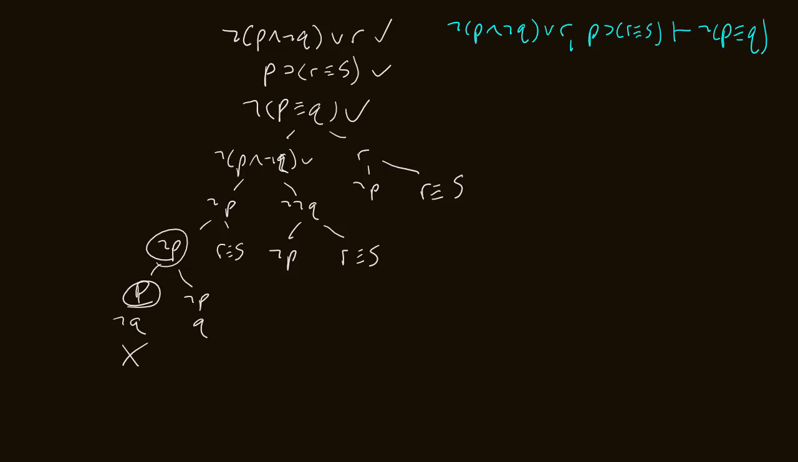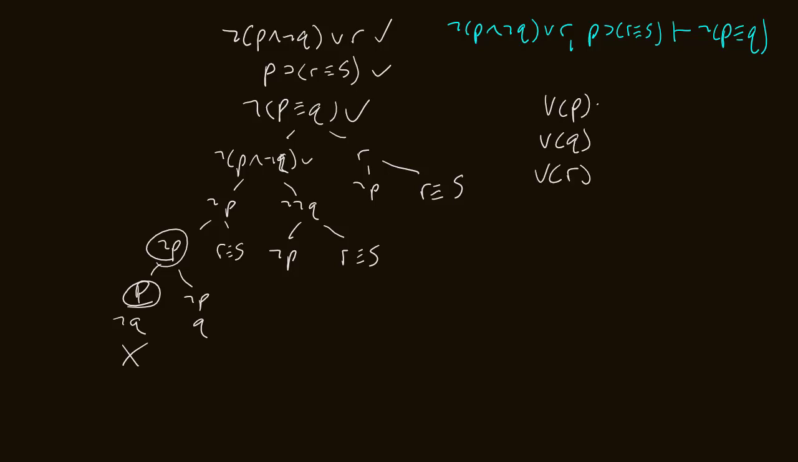So we have this branch that's open. There's nothing else we can do to it. Our argument is invalid. Now we construct a counter model. So as I said before, what we're going to do is look at what letters we have. We have P, Q, and R, right? So we want to know what the valuations of P, Q, and R are.